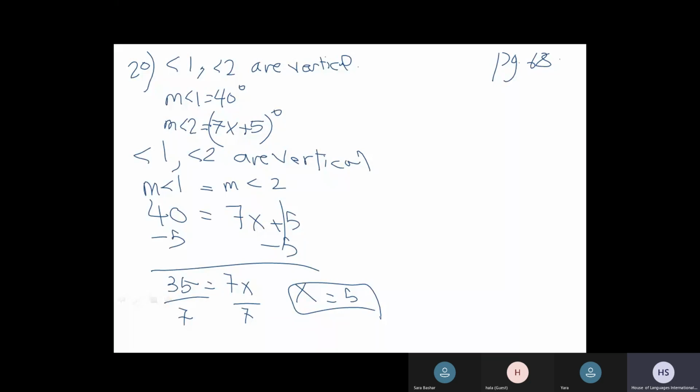See, 21, 22, 23 is homework, okay? Even though tomorrow we don't have math, I will come and take your copy books. Solve 21, 22, 23 tomorrow.